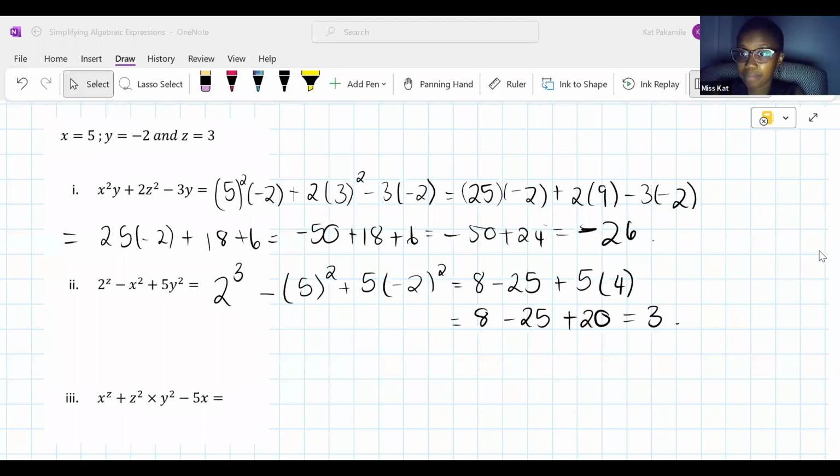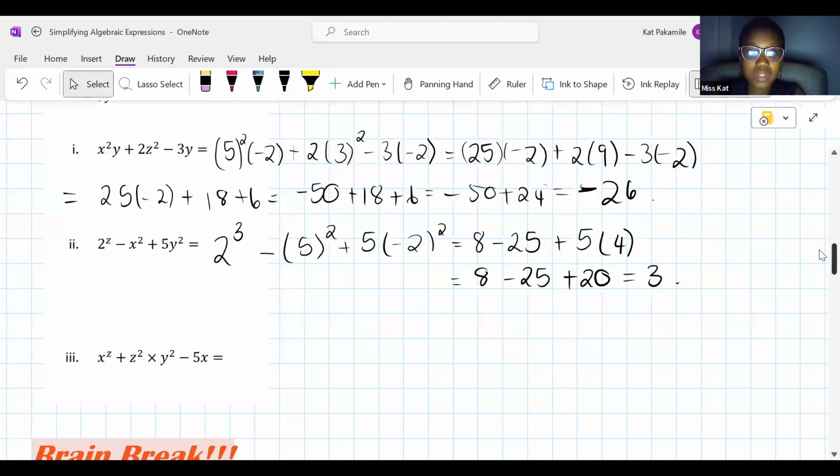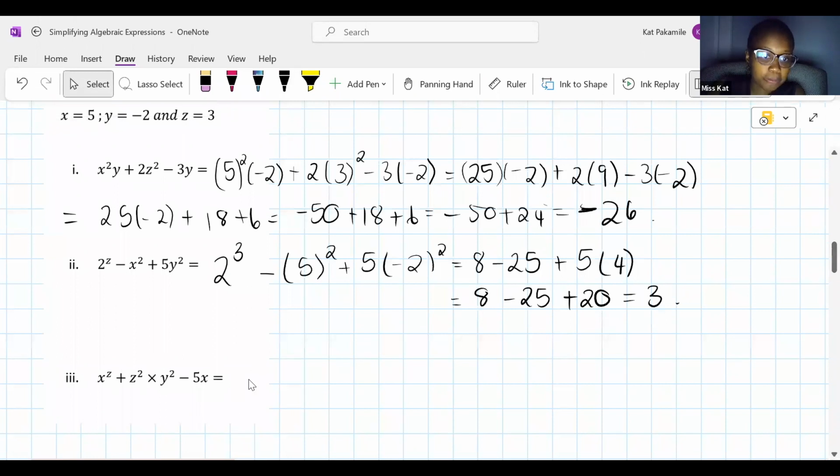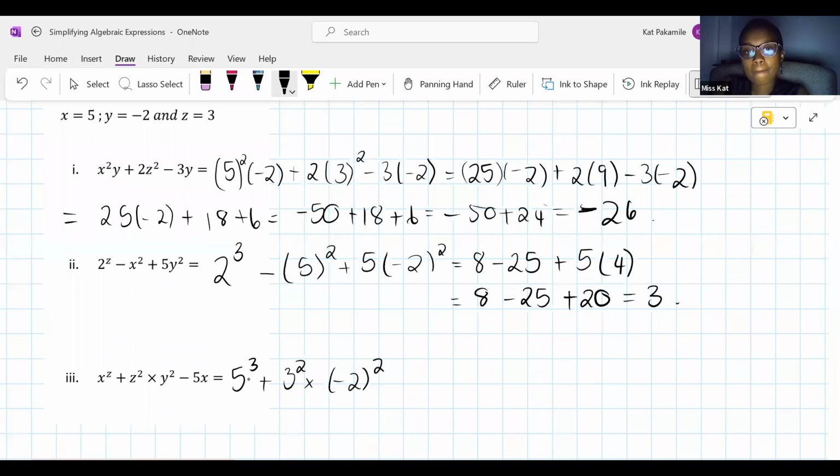Ma'am, I'd like to do example 3. Yes, let's do it. So it would be 5 to the power of 3 plus 3 to the power of 2 times open bracket negative 2 close bracket to the power of 2 minus 5 open bracket 5 close bracket. Beautiful.